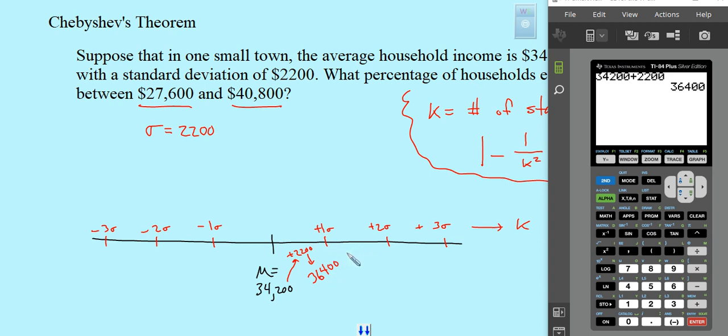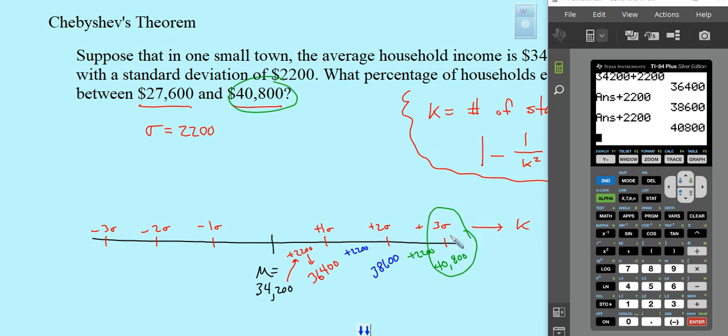I do it again. I add 2,200 on, that's 1 more standard deviation, and I find that my next landmark, 2 standard deviations above, is 38,600. I do it again, adding another standard deviation: plus 2,200. And look, there's one of my numbers, my 40,800 right there. That number is 3, so I'm 3 standard deviations above the mean.